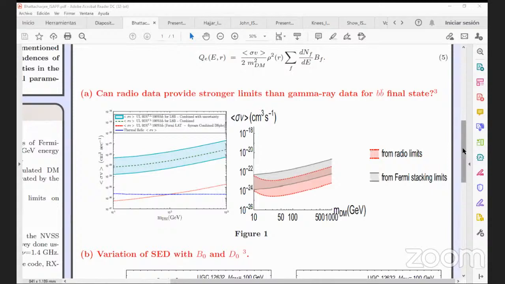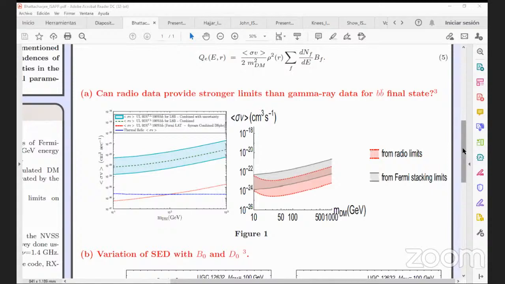From here you can see that we have compared the limits that we can obtain from the LSB with the limits from the thermal relic cross section, and also the limit that we can expect from the dwarf spheroidal galaxy. And we can see that because of their distance, the limits that we can obtain from the gamma ray data are at least 2 orders weaker than the thermal relic cross section.